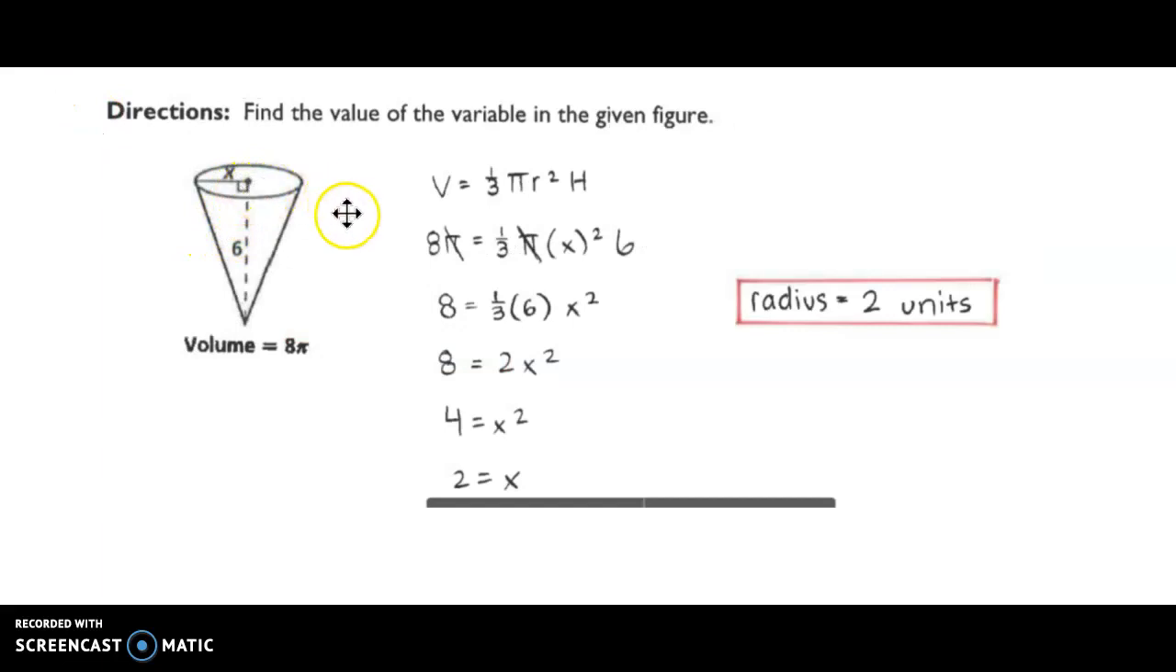And then sometimes you have to solve for a variable. If you're given the volume as 8 pi, right? So we're going to set up 8 pi as V and set that equal to the formula 1/3 pi r squared h. Now you notice we put slashes through the pi because if you divide by pi on both sides, they cancel out, right? That's how we got this line right here. Okay, divide by 4 and we take the square root, right? So x is going to equal 2.